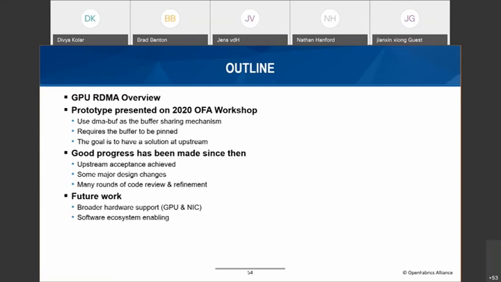So here's the outline of today's talk. I will start with a brief overview of GPU RDMA and how it works. Then I'm going to give an overview of the prototype I presented last year at the workshop, followed by a status update of the work: the progress we have made so far and the major changes to the design and to the code. Finally, we'll give some thoughts on potential future work. Next slide, please.